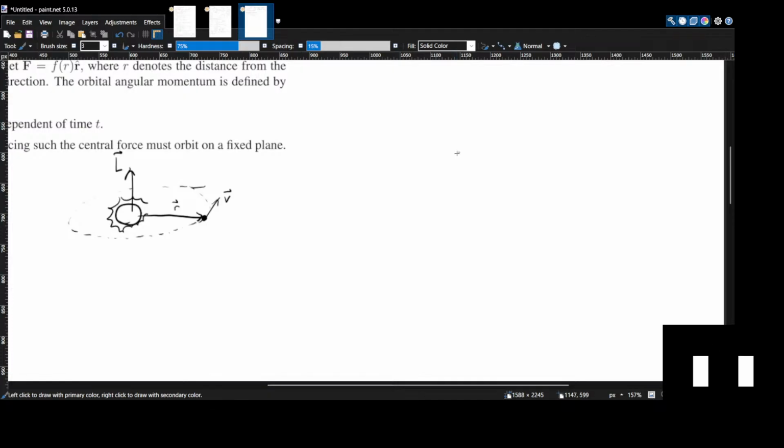So if you look from a top-down view, right? V goes up there, R goes here. Therefore, the L is going to be coming out of the paper.